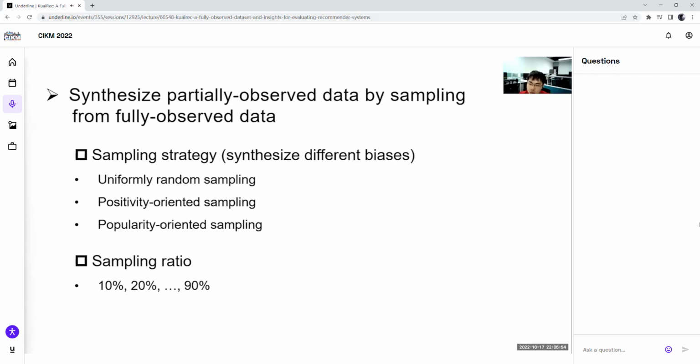So in the experiments, we synthesized a series of partially observed datasets by sampling from the fully observed one and evaluated several CRS models on each dataset. These sampling strategies are designed to synthesize different biases existing in normal datasets. The sampling strategies include uniformly random sampling, positivity-oriented sampling, and popularity-oriented sampling. We also vary the sampling ratios from 10% to 90%, synthesizing datasets with different density.